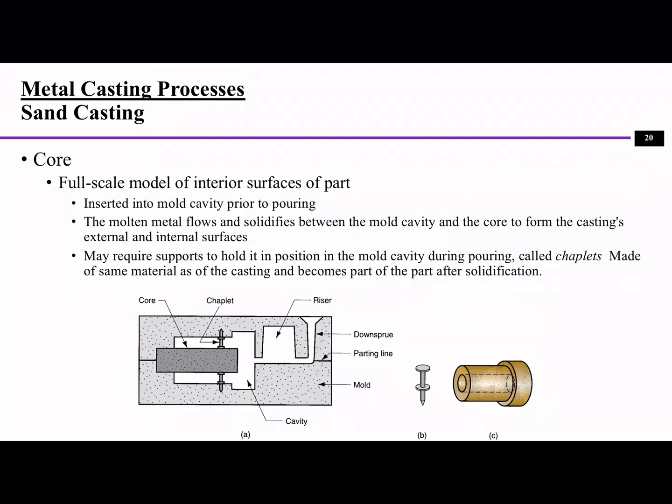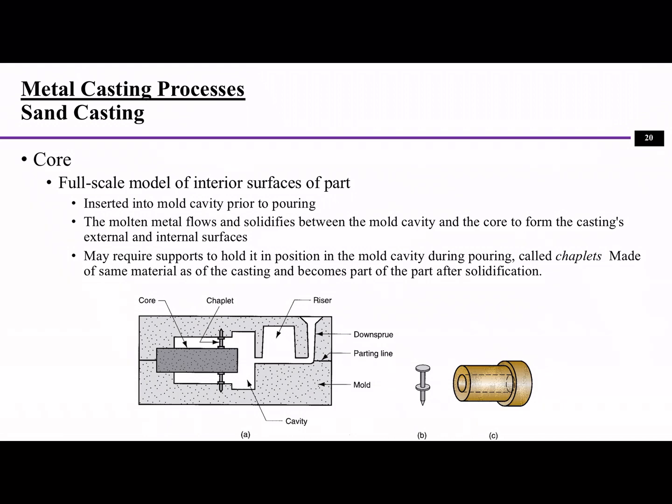And another part of the mold is a core. The core is to create a shape for the part, because sometimes we need to make hollow parts at certain places. Then we have to insert the core in order to create that kind of geometry.